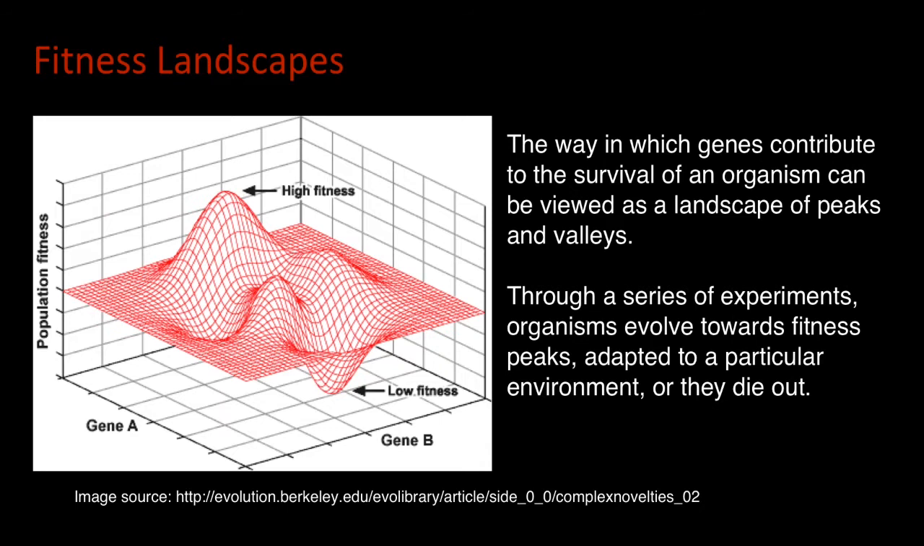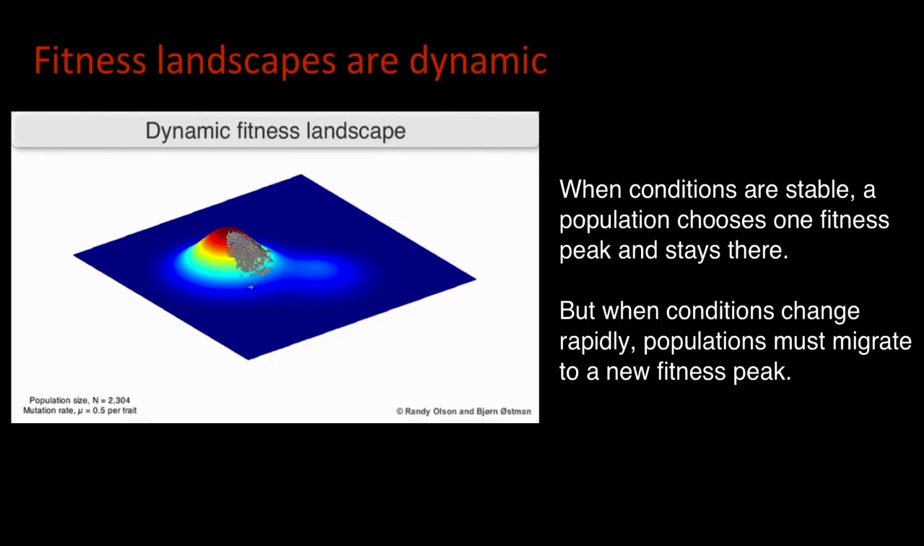We have to instead take an idea out of evolutionary biology, which is the idea of fitness landscapes. Fitness landscape is originally from genetics, the idea that genes contribute to the survival of an organism. You can look at it as a landscape of peaks and valleys. And organisms evolve towards fitness peaks, which are adapted to a particular environment. When you think about it this way, it's not just one possibility. It's not just going one place. There are peaks, and when conditions change, organisms migrate to a different peak.